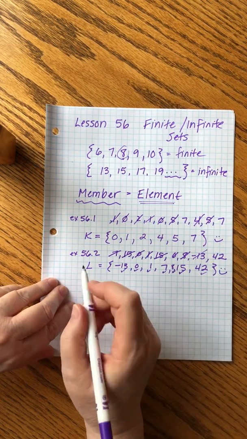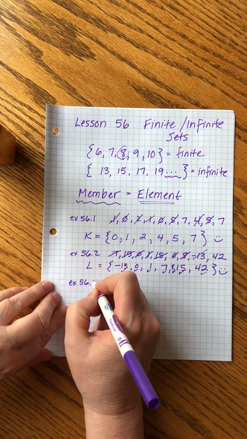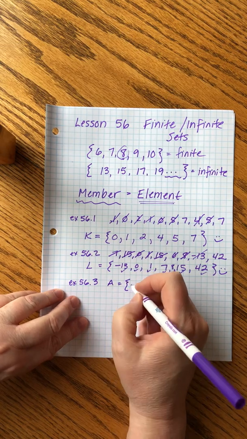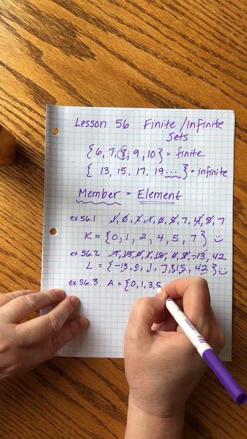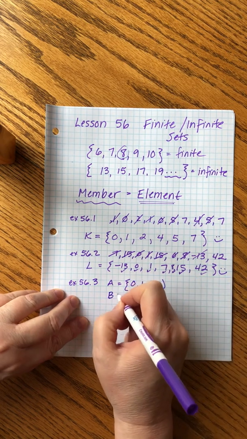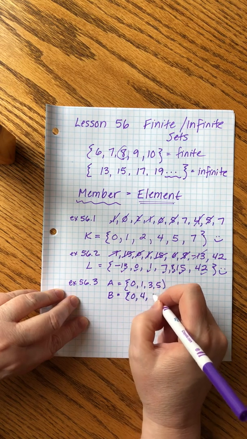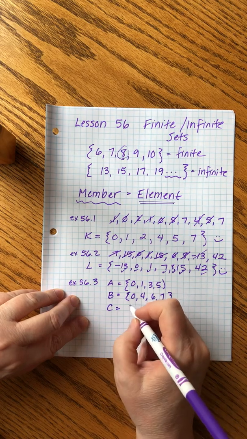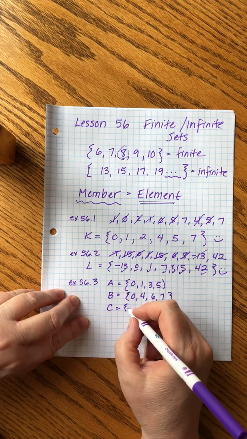All right, now we're going to get a little bit more in depth. 56.3. Given the sets, I'll write them down here. You wouldn't have to do this in your homework. A is 0, 1, 3, 5, and B is 0, 4, 6, 7, and C is 1, 2, 3, 5, 7.